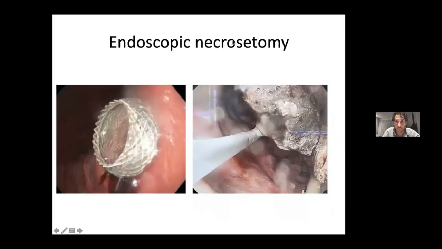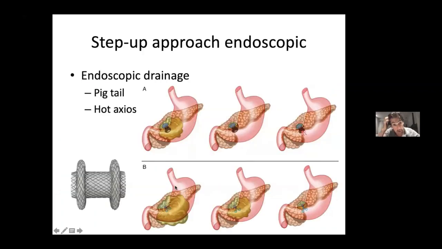And then the endoscopic route. So in the endoscopic drainage, which is transgastric most times, they go in with an endoscope, an endoscopic ultrasound, find the collection, and either put pigtail drains in, as in this one, or they can do what we call a hot axis drain. And that hot axis is actually a bit better when you want to do a necrosectomy. You need a hot axis to get access.